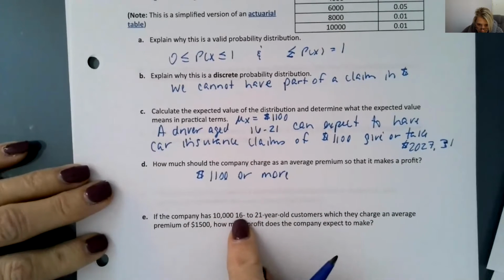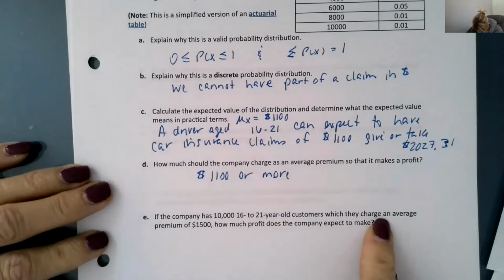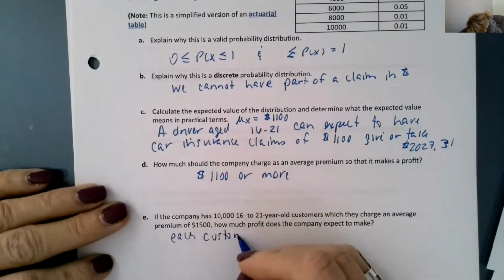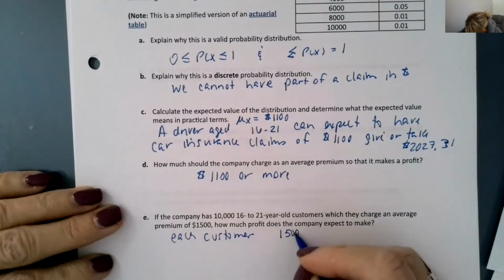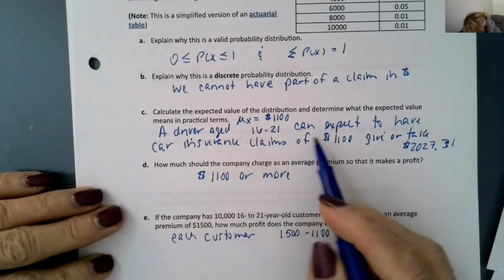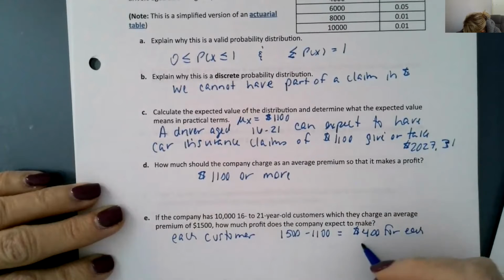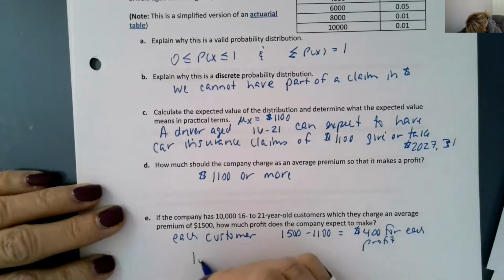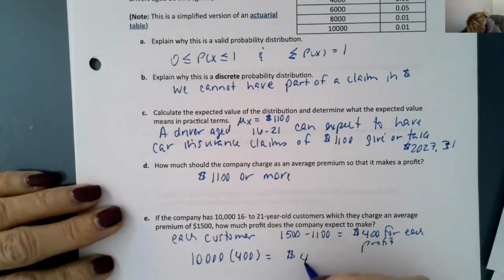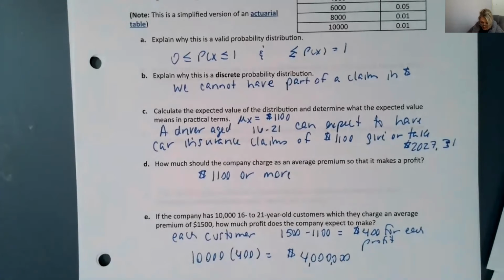If the company has 10,000 16 to 21-year-old customers, which they charge an average premium of $1,500, how much profit does the company expect to make? Well, for each customer, if you take 1,500 and subtract the 1,100 that they say it's going to cost, they're making $400 for each. So they would take 10,000 customers and multiply by that $400 profit. And it looks like they're going to be making $4 million. That's a lot of money.